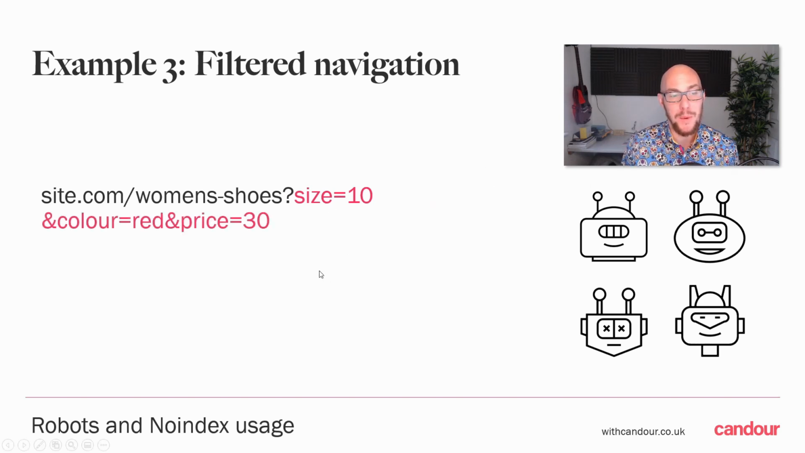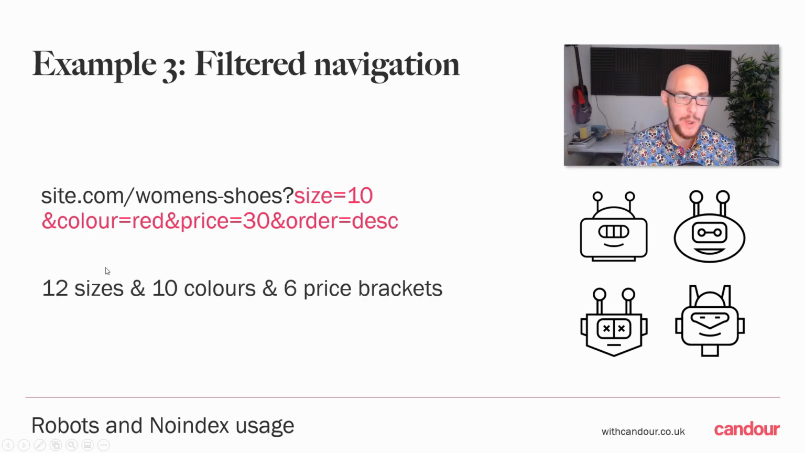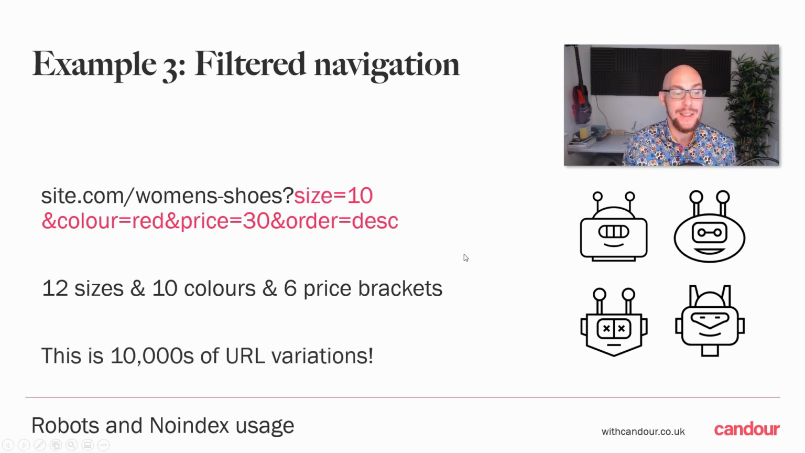The issue can start coming when we really start building up these filters. So we might say size 10, color red, and a price band, which will be £30 or less. And then we might say, okay, and we want to order them in a descending fashion by price as well. And already now, if we have 12 different sizes, 10 colors, 6 price brackets, and we have to imagine that not all of these filters need to be in place, so we might just have size and price, or we might have color and price. This means we get tens of thousands of URL variations per category.